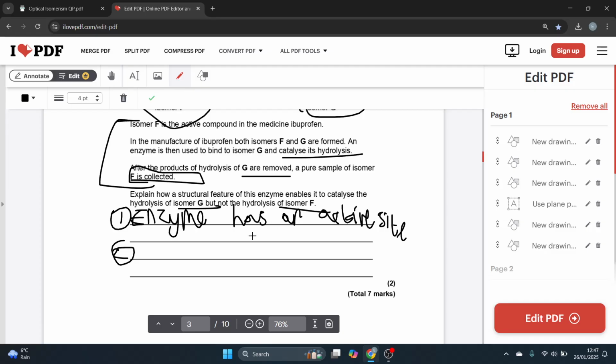Well, isomer G must have the complementary shape. The enzyme has a complementary shape. Complementary shape.